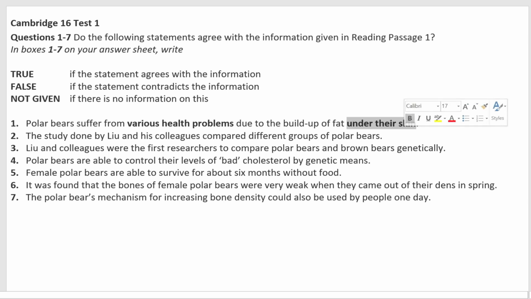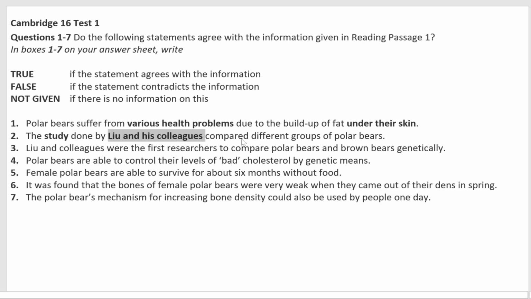Fat under their skin, this keyword may be found directly in the paragraph. Study. Directly study or narrative information may be found in the paragraph. Liu and his colleagues, Liu and the name of other persons or the word colleagues directly may be mentioned in the paragraph. Compared different groups of polar bears, any information regarding the study may be compared with a group of polar bears.